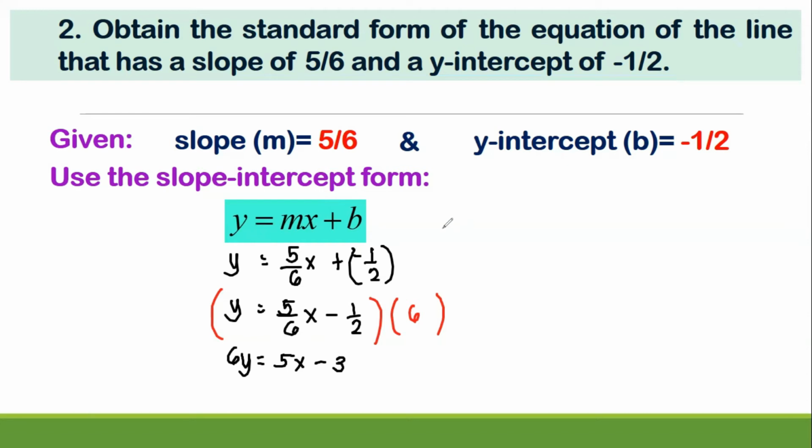And then here, again, the problem is asking you to express the final answer in standard form. Since this one is not yet in standard form, you still have to transform this one into Ax plus By equals C, which will require you to move 5x to the left side of the equal sign, which will make it negative 5x plus 6y equals negative 3. But hey, our leading term here is negative. So what are we going to do again to make it positive? That's right, we're going to multiply everything by negative 1.